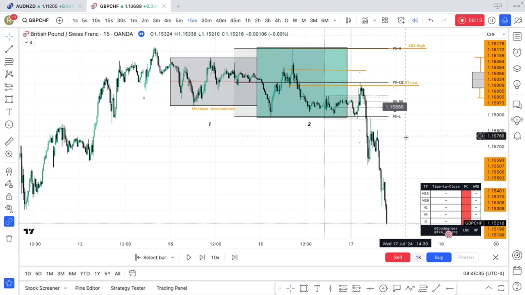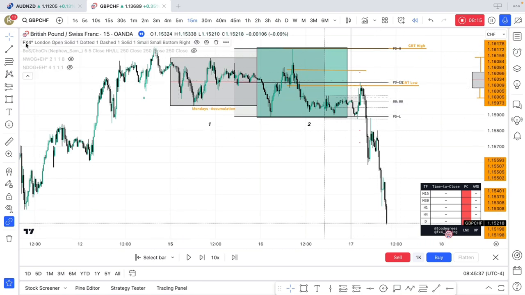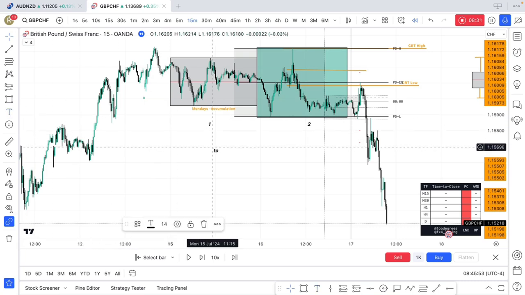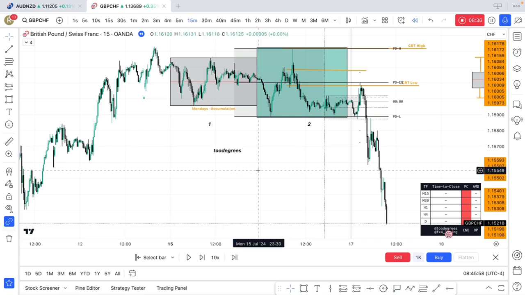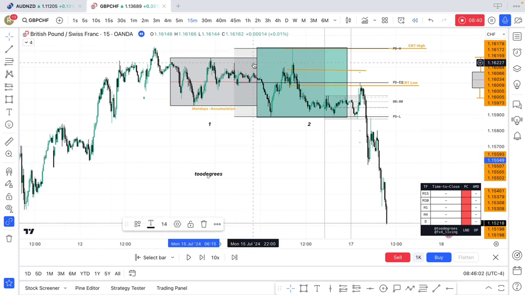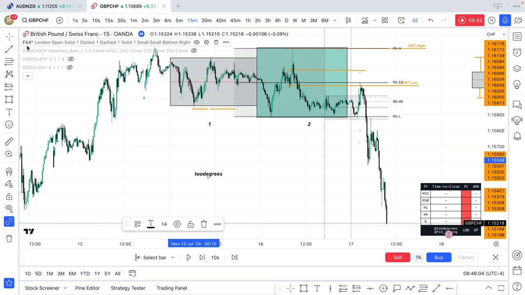This indicator is by this man. It's FX4, FS4 by 2 Degrees. You can get it if you want it. That's the name of the guy. He's a wonderful guy. He has this indicator. So let me just take off the indicator. Yeah, it gives you the equilibrium of this.